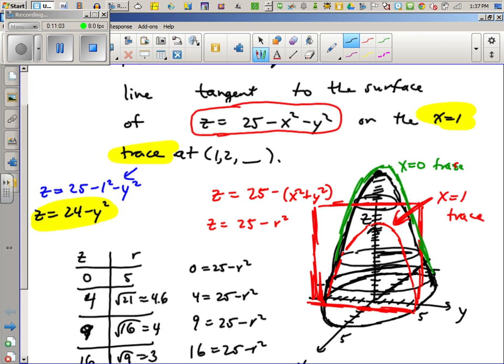So I'll make the question a little more obvious by putting: what is the equation of the line tangent to the trace, the x equals 1 trace, at 1, 2, 20? So we're talking specifically about this point, 1, 2, 20. Okay, so now you kind of understand the problem. We're asking for this line.